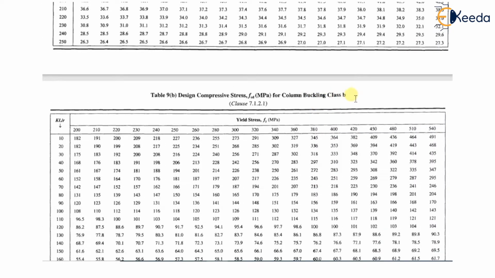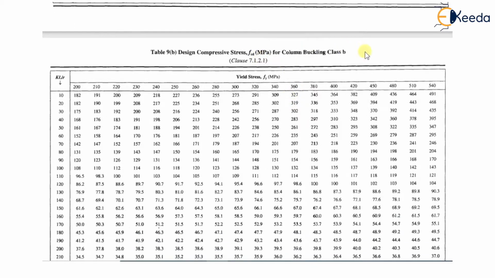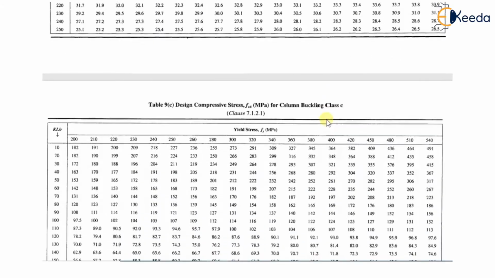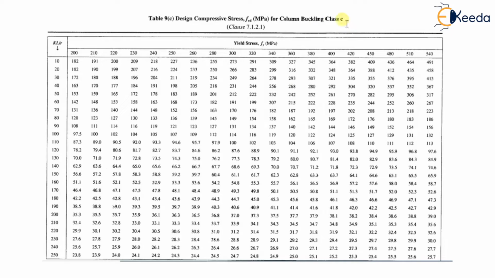Even for buckling class B they have given one table, but you will not refer to this table. Even for buckling class A they have given a table, but you will not refer to this table also. So which table will you refer to? Buckling class C table will be referred if the type of section is angle section. So for angle section I am using buckling class C. I have assumed a value of 120. So for 120, what is the value of FCD?